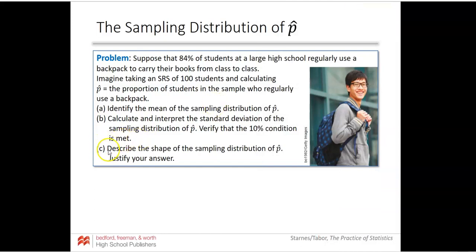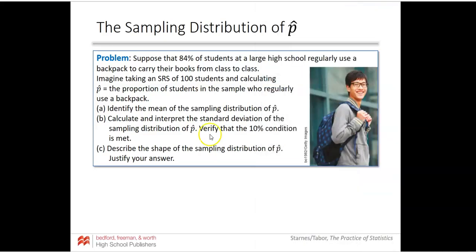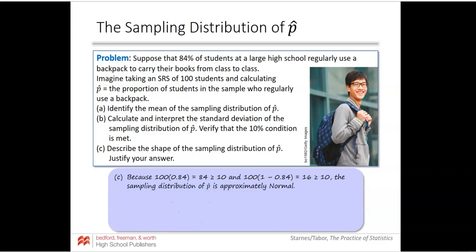Describe the shape. So if we can prove that it meets the requirement for successes and failures, the large counts condition, NP would be 100 times 0.84. We expect 84 successes. 100 times the chance of failure, 0.16, we expect 16 failures. Those are both greater than or equal to 10. Therefore, it does pass the test. It does seem to be something we can model with a normal distribution. We could always do norm CDF or whatever we need to do to answer the questions that may follow. And that's what that is saying here.